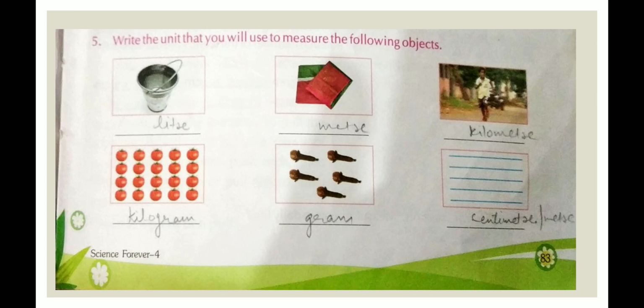Sixth picture, lines are given, so lines can be measured by the help of a scale. If the smaller lines, so centimeter. If the bigger lines are given, so meter. Both answers you can write, centimeter or meter. First is liter, second is meter, third is kilometer, fourth is kilogram, fifth is gram, and sixth is centimeter or meter.